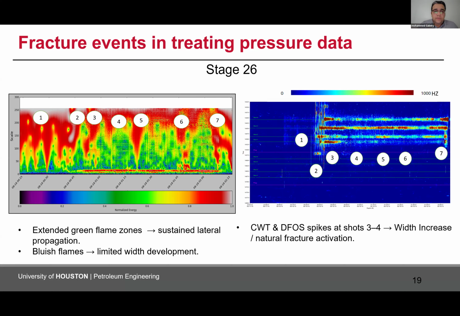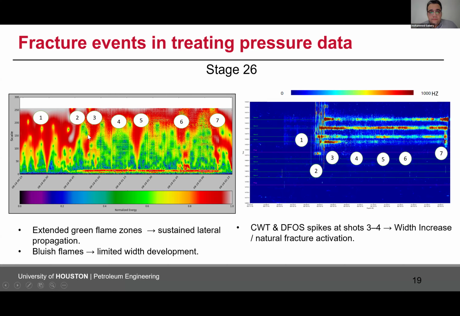So again, when we compare the scalogram with distributed fiber optic sensing, at the start of the job, fracture has not yet started to propagate. Then when the flame increases on the scalogram, we can see a higher acoustic signal, which represents fracture propagation or the start of deformation during this time. And again, when there is interaction with a natural fracture or opening a fracture, we can see it as a high energy over all scales at this time.